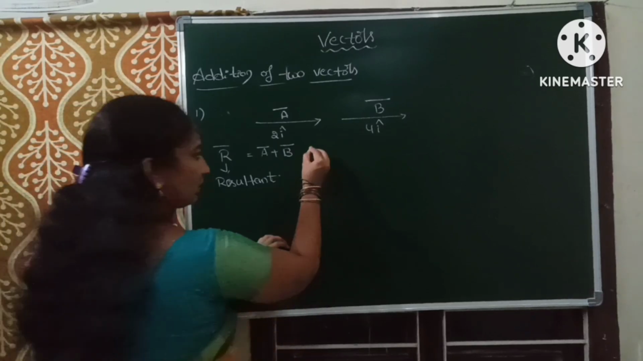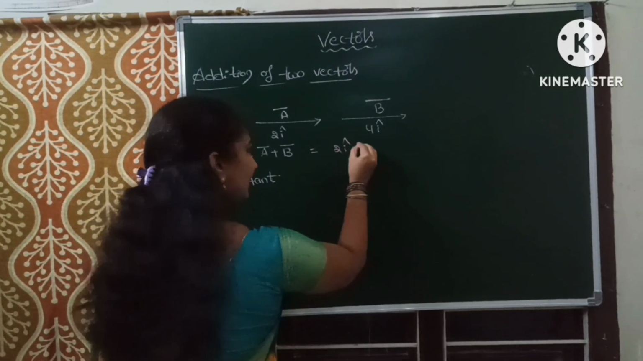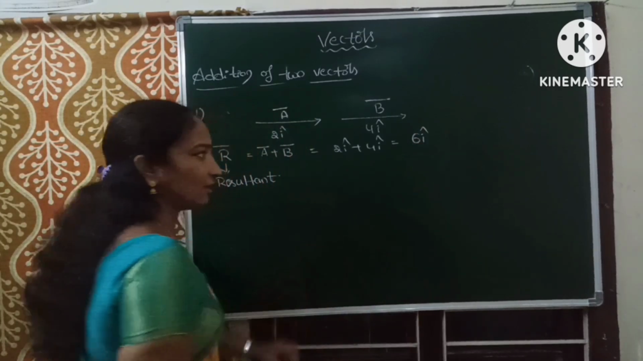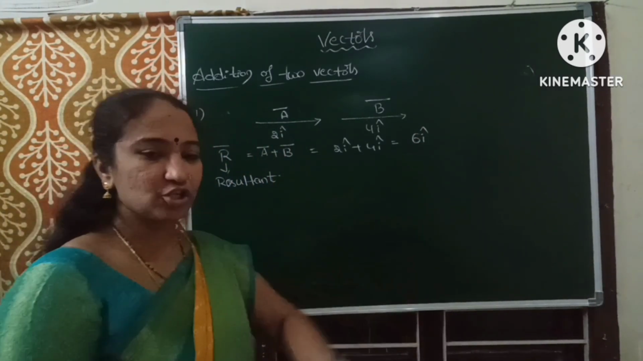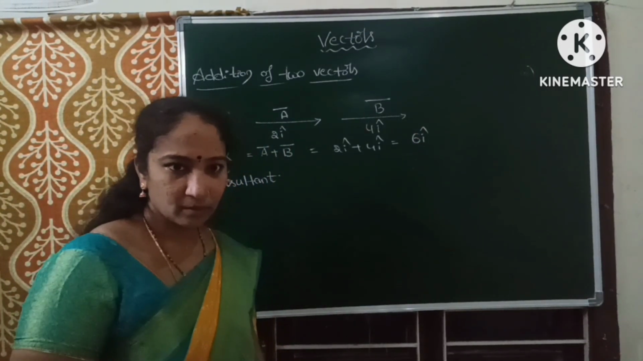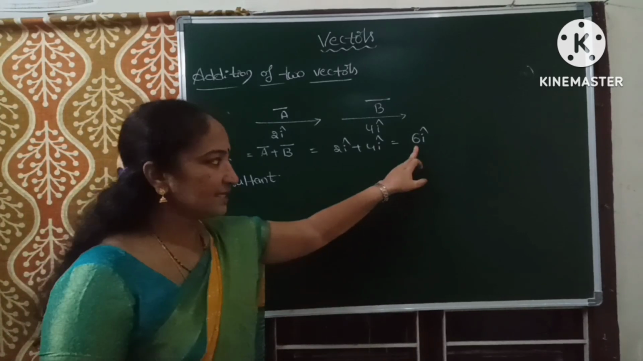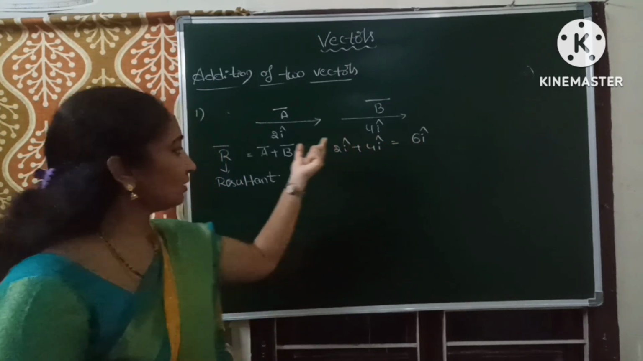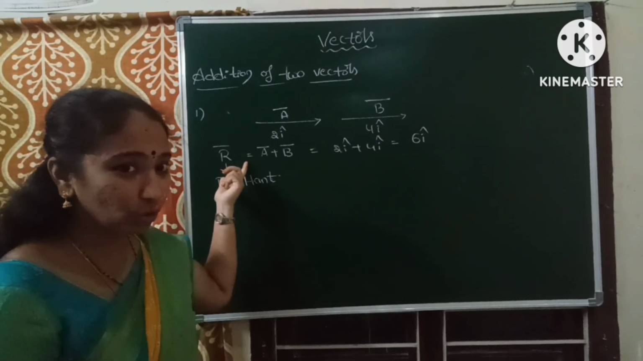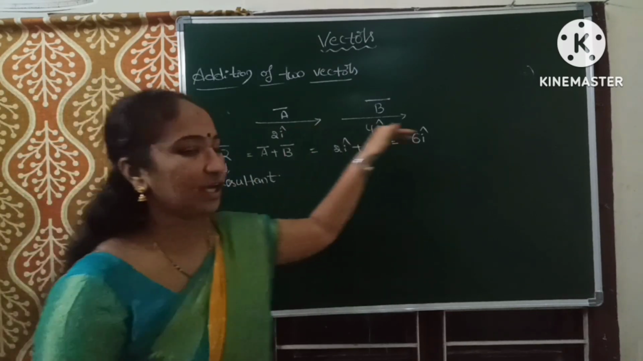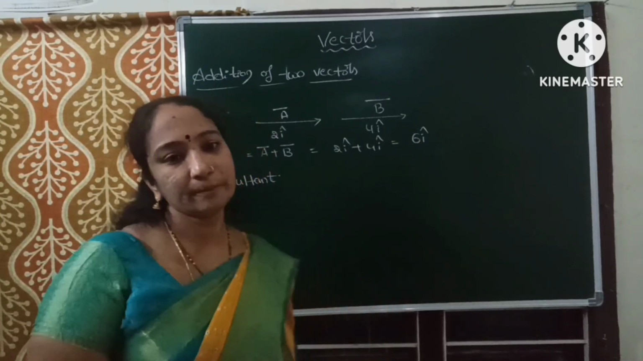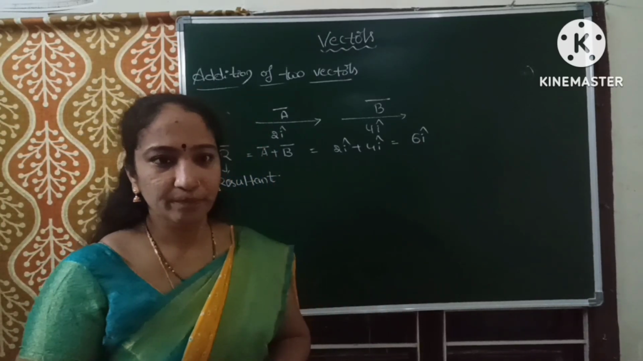Both are in the same direction. The answer is 2 i cap plus 4 i cap, simply 6 i cap, is the resultant when the two vectors are in the same direction. So here 6 is the magnitude. Magnitude is 6. In which direction is the resultant? In whichever direction A and B are, the resultant is also in the same direction, because both are in the same direction.